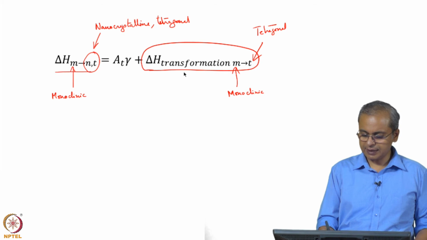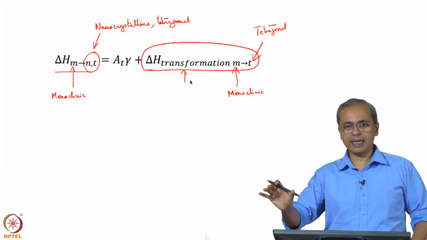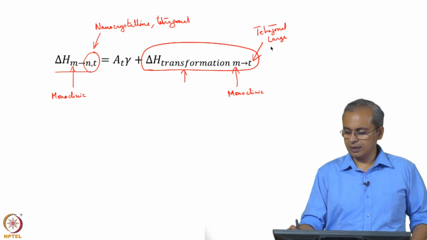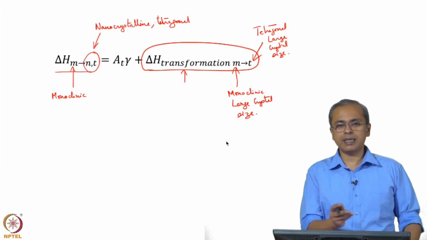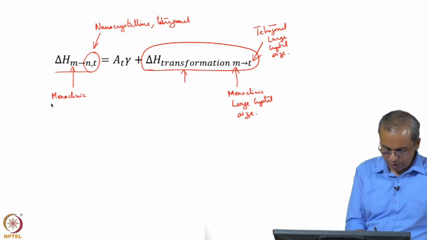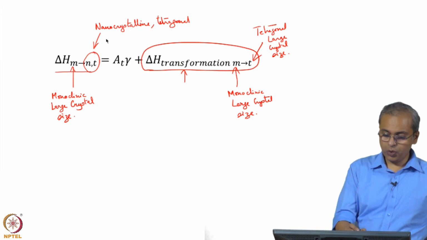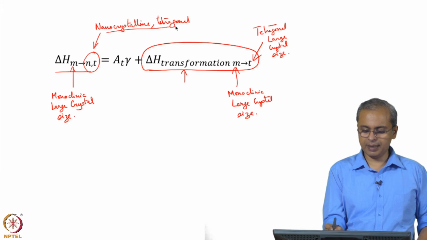This term here, the second term that I have now put in a circle, is monoclinic large crystal size to tetragonal large crystal size. That is what this is. So I will just write that here, large crystal size. This is also large crystal size. Whereas what you have on the left hand side of the equation is monoclinic, also large crystal size, to tetragonal but nanocrystalline size.